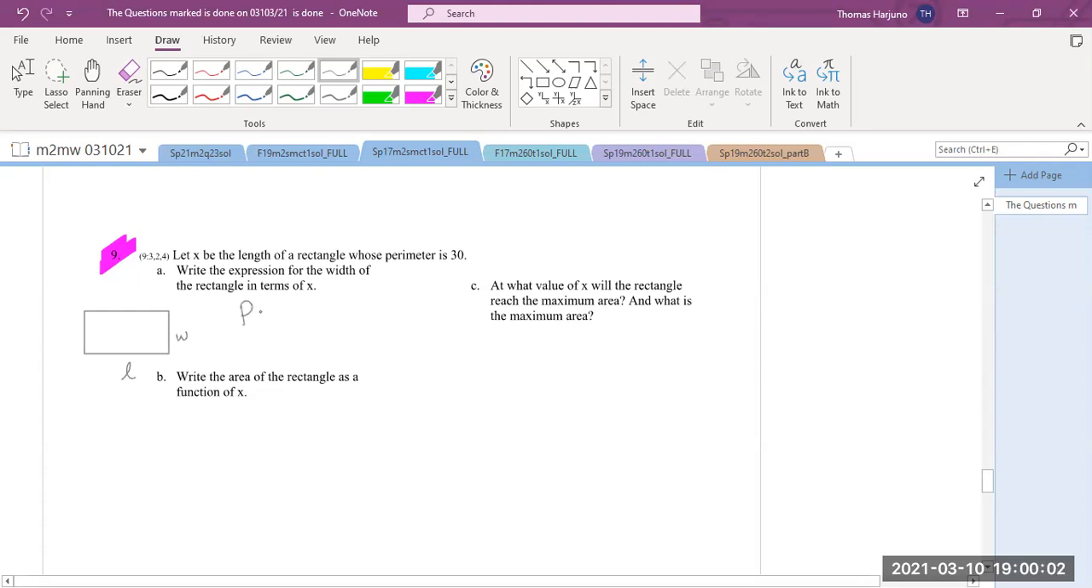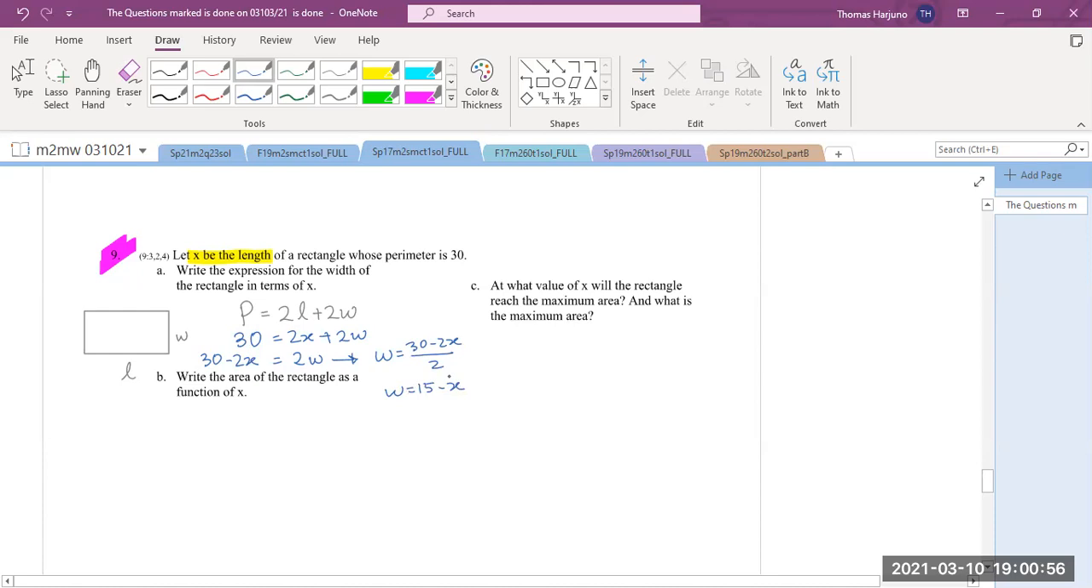Now the perimeter of a rectangle is twice the length plus twice the width. Now the length is X. The length is X. The perimeter is 30. So 30 equals 2X plus twice W. Now express the width of the rectangle in terms of X. So twice the width is equal to 30 minus 2x. Therefore, the width is, you divide by 2, right? So the width is 30 minus 2x, divided by 2. That's 15 minus x. Is it right?